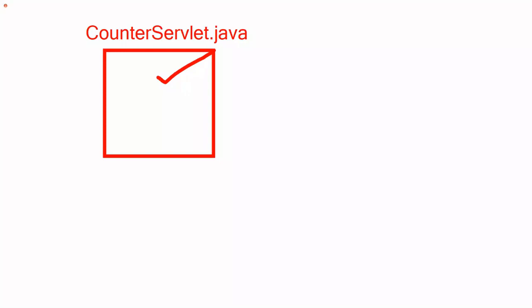count equals 0: is it an instance variable, class variable or local variable? Instance variable. int count equals 0, instance variable. Where did we write count plus plus? Inside the service method. That is your scene. So this counts the number of views. Okay. Now, listen, I'm asking one question.